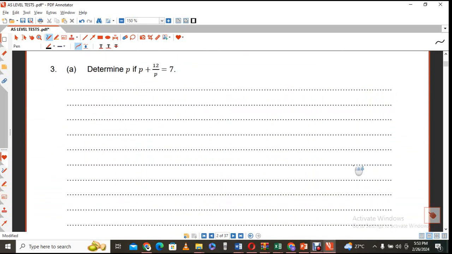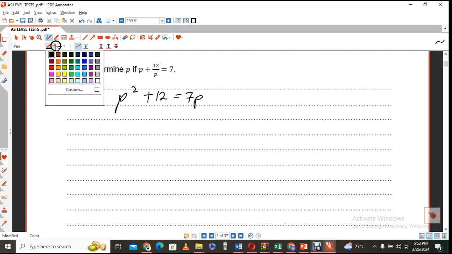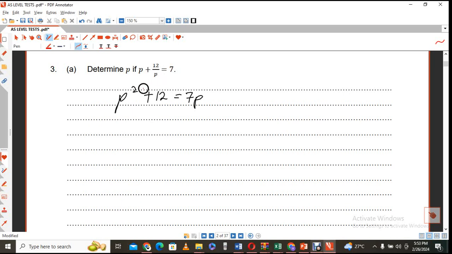Alright, let's get to another equation. They say determine the value of p. Now it's not a secret, you can see that this becomes a quadratic equation. If you were to multiply throughout by p, it would be p squared plus 12 equals 7p. That is if you multiply throughout by p. And then we can just go ahead and say, okay, this is p squared minus 7p plus 12 equals 0. Of course, this should be something that factorizes as well.